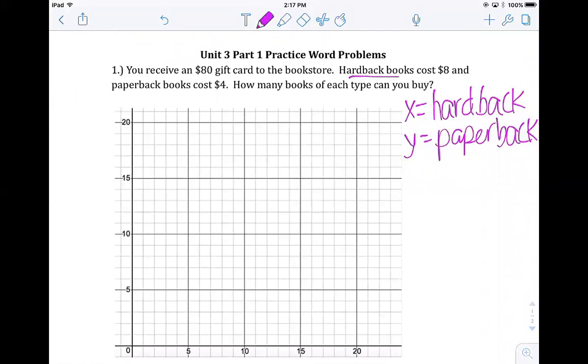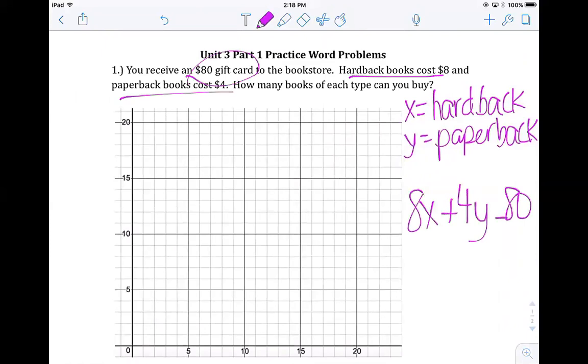So we know that hardback books are $8. So we're going to start by saying 8X. We know that paperback are $4, so we have 4Y. We know there's going to be an 80 over there on the other side. So you have an $80 gift card. So we want to think about that. We can spend all $80.